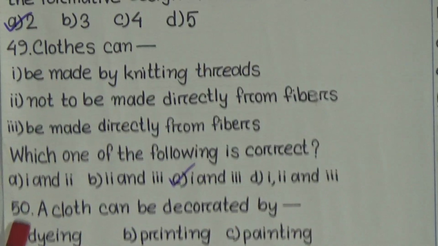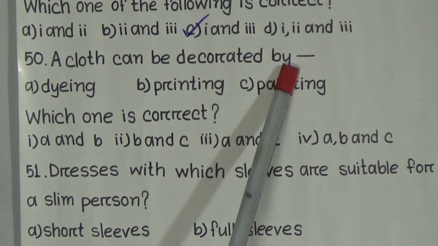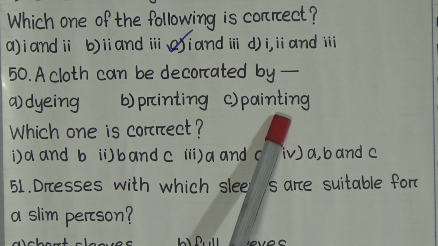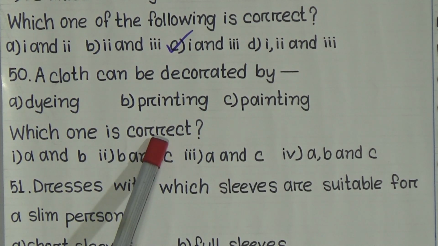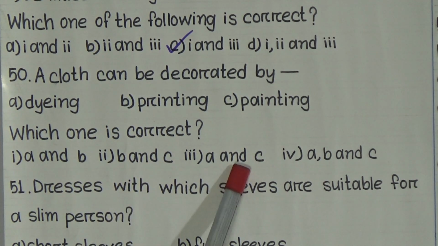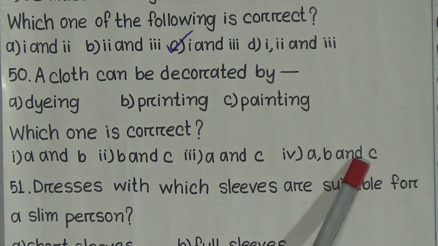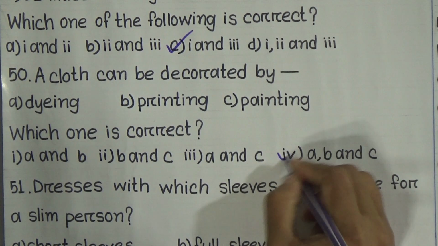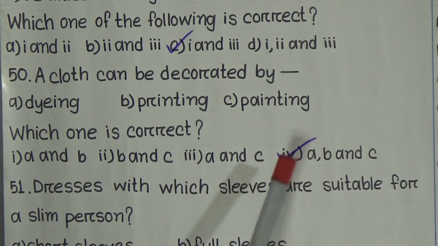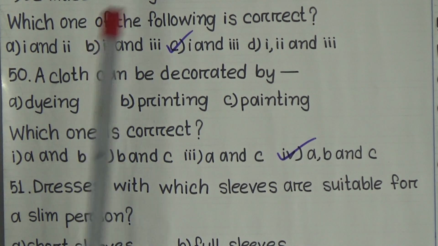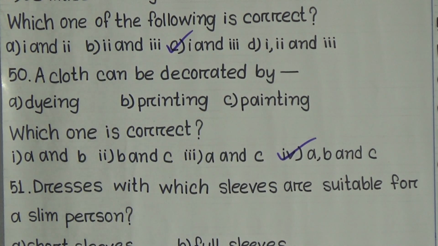Question number 50. A cloth can be decorated by dyeing, printing, painting. Which one is correct? Options are A and B, B and C, A and C, A, B and C. So our correct answer will be option 4. That means dyeing, printing, painting, all can decorate a cloth.